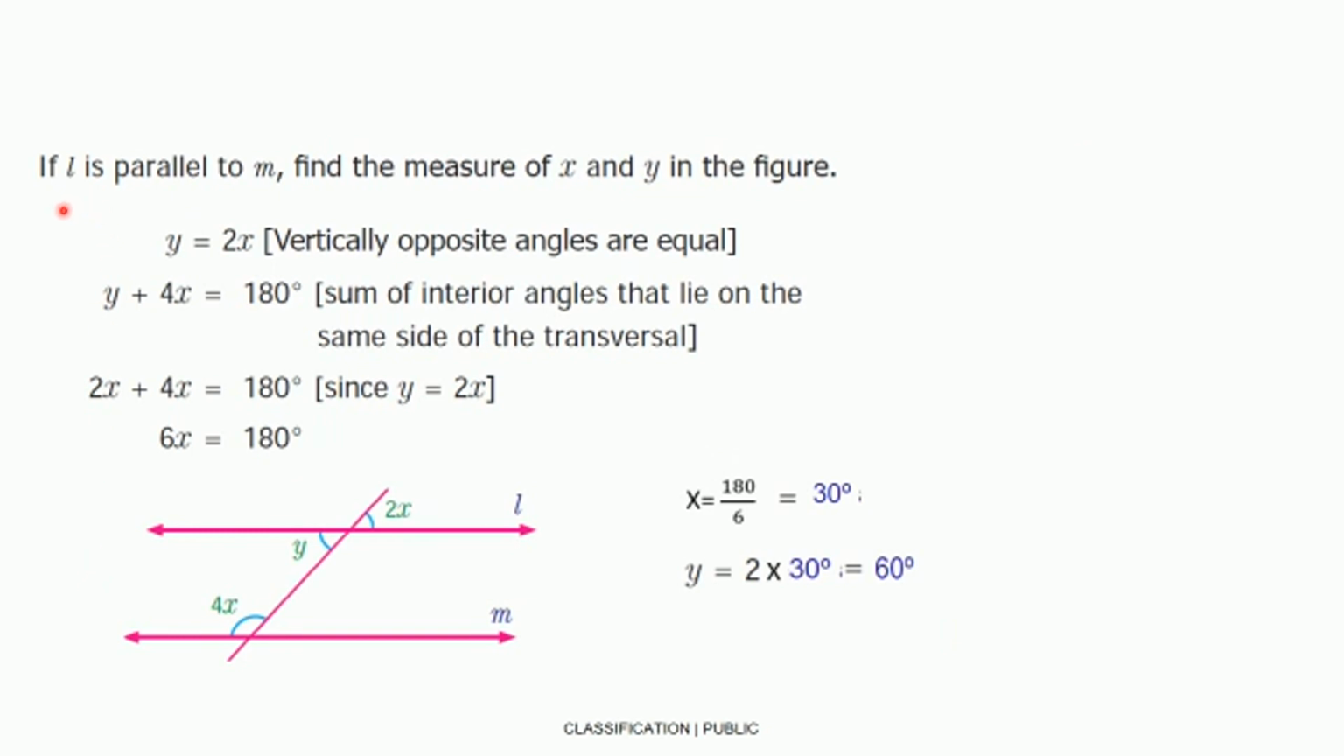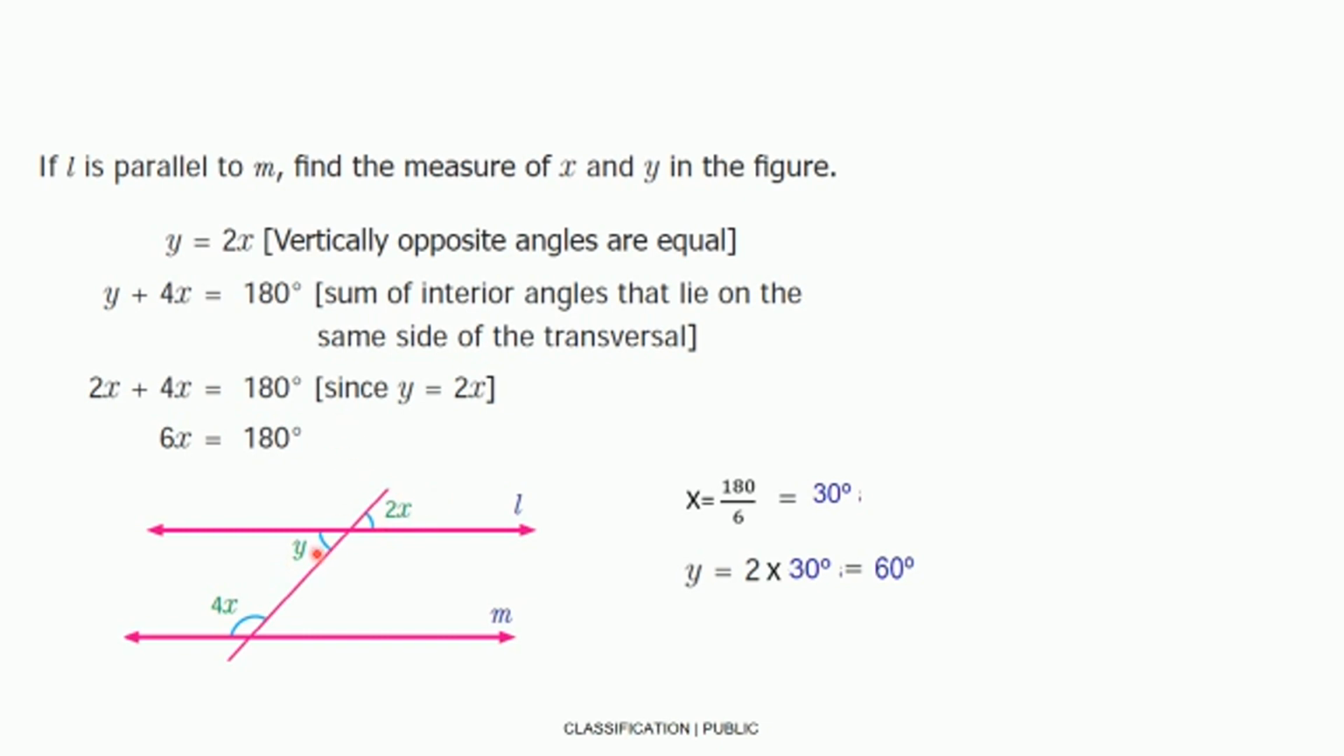Next example. If L is parallel to M, find the measure of x and y. So here x, 2x and y we have to find out. Already we discussed in the previous classes about vertically opposite angles. y equal to 2x, vertically opposite angles, they are equal.